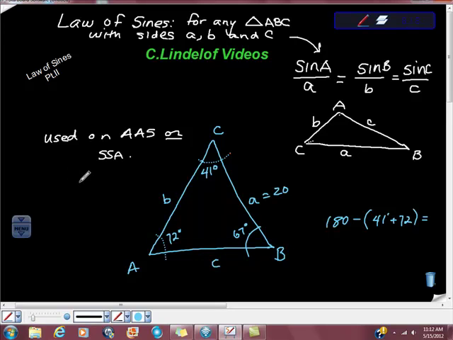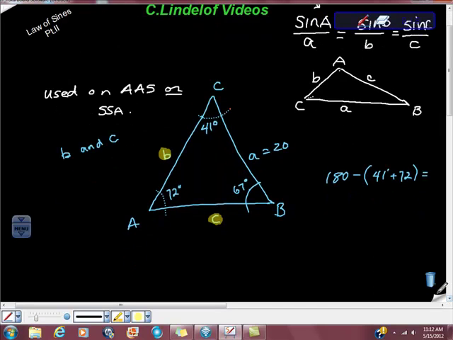What we're asked to do here is find B and C. So we're looking for B, and we're looking for C. These are the two things that we're looking for right here. So just to start working on that, I'm going to set this up. We already found this missing angle, so I'm going to start looking for B first.